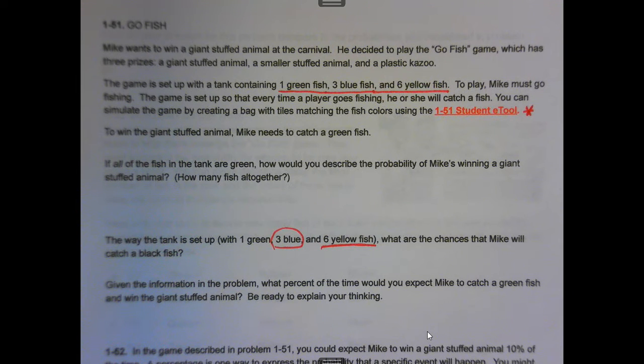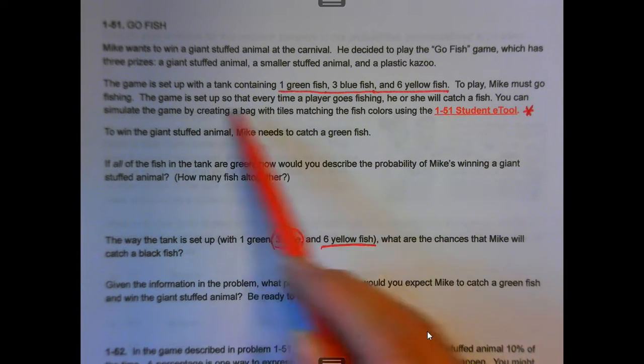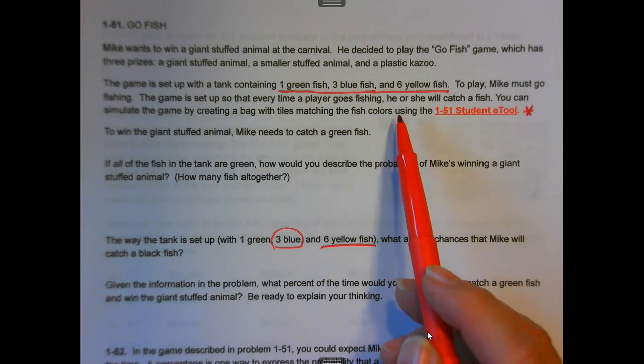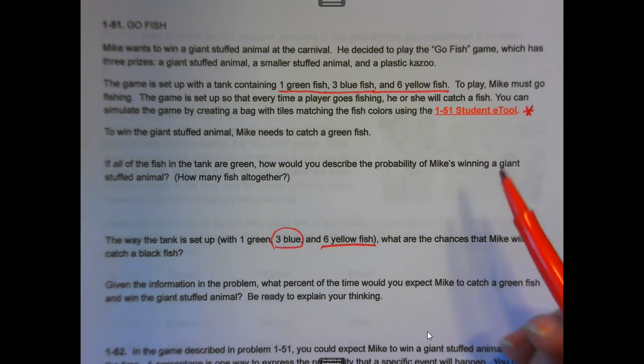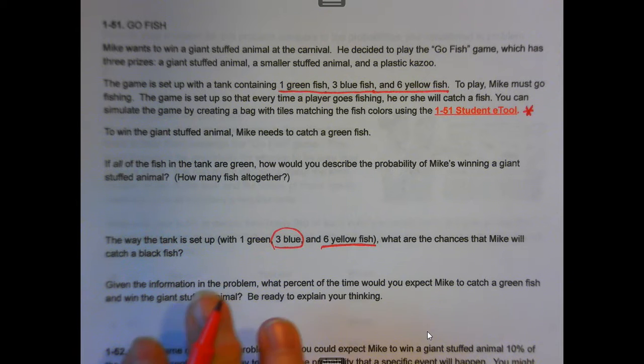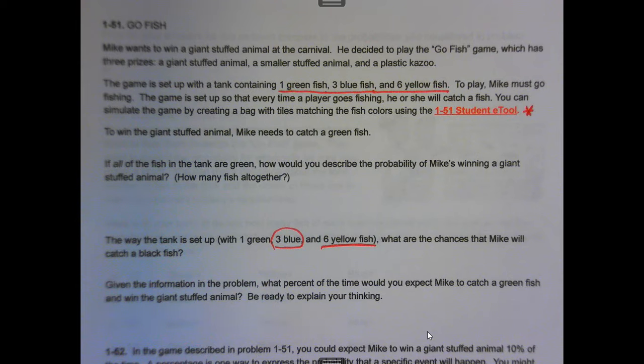All right, let's take a look at some of the work that we were assigned to do last time. As you recall, we had a problem that we wanted to read carefully, pick out some of the important information. We might have used the Student E tool to help us to do some figuring or thinking about this. But I asked you to work on problem 1-51 on your own.